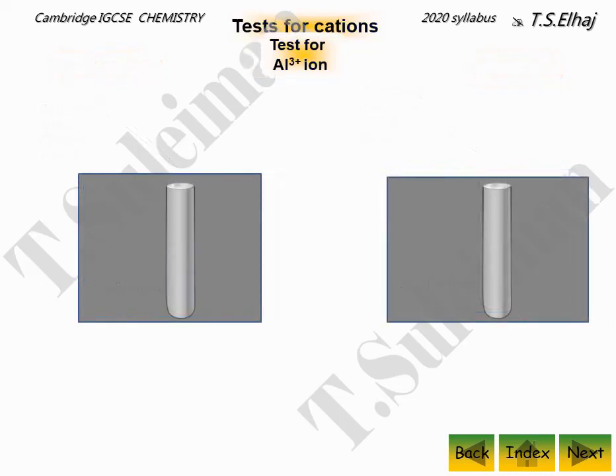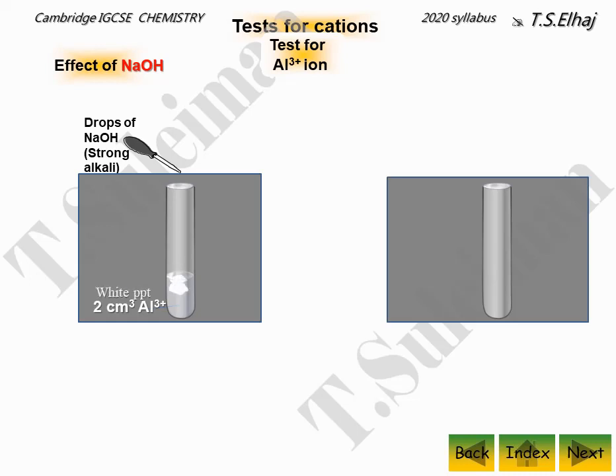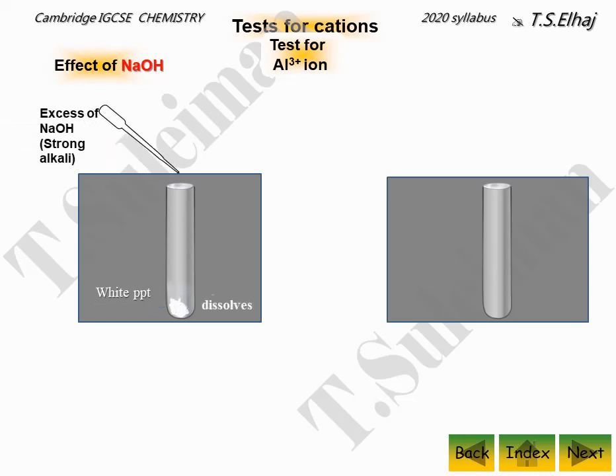We will do the test for the aluminium ion. We will do the same using NaOH, 2 cm³ in the test tube. Then we add drops of NaOH, and a white precipitate forms. We continue with excess NaOH, and the precipitate dissolves.